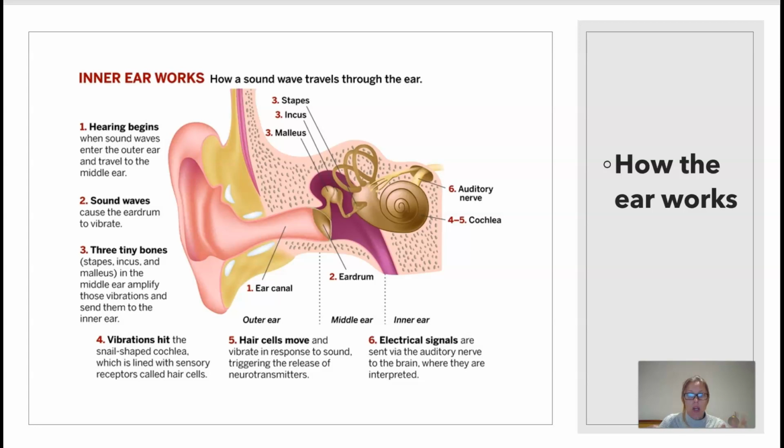So eventually those vibrations hit our cochlea there, and it has lots of receptors called hair cells in there, and those hair cells move and respond to the sound. And then it converts that kinetic energy in the form of vibrations into an electrical signal that can then go via the auditory nerve to our brain for interpretation.